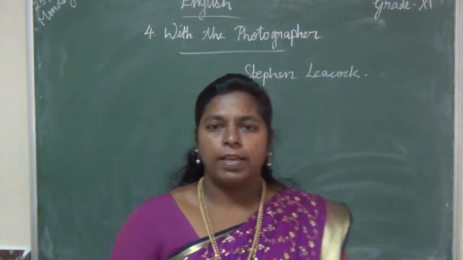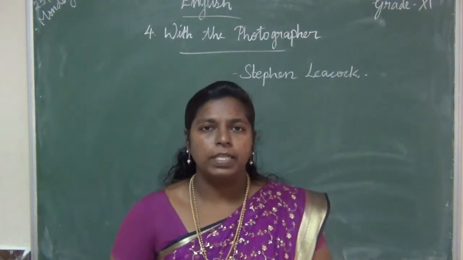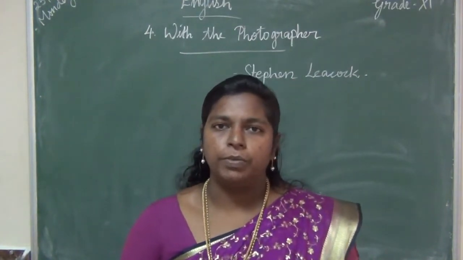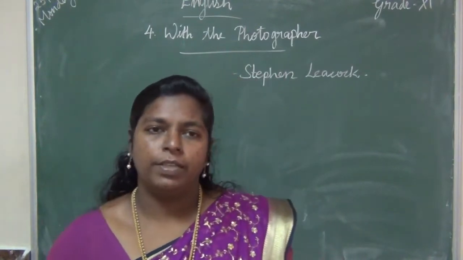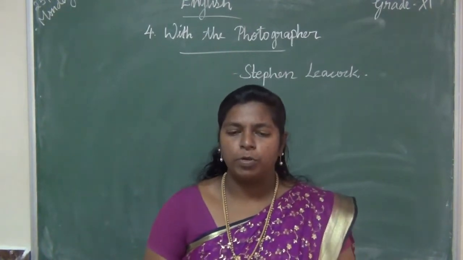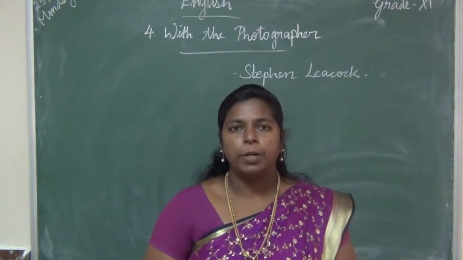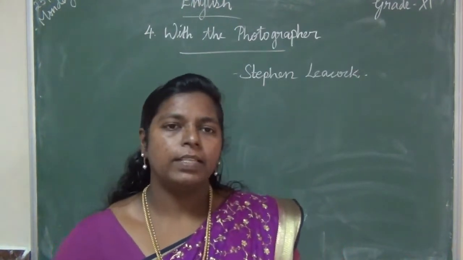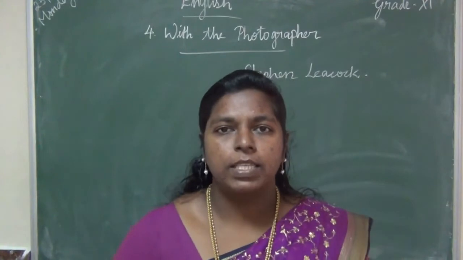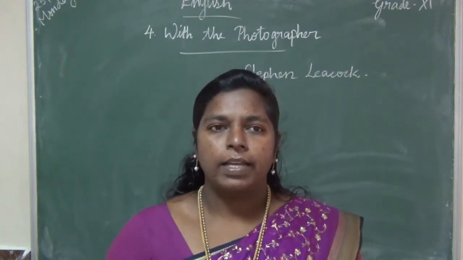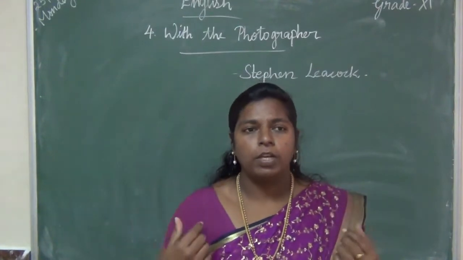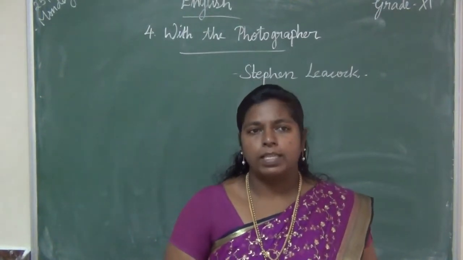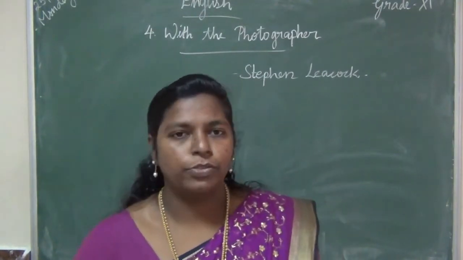In the first part we have seen the person being in the studio. The writer is there in the studio, and the photographer wanted to take a photograph of the author Stephen Leacock. While he is taking the photograph, what changes is he making? He is asking the writer to adjust his face, shoulder, waist, and all these things.